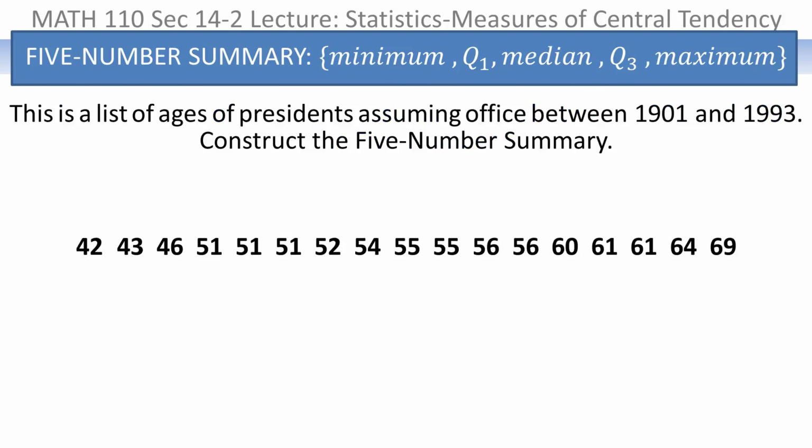Let's look at an example to see how this works. Suppose I give you a list of the ages of presidents when they assumed office between 1901 and 1993 and ask you to find the 5-number summary.